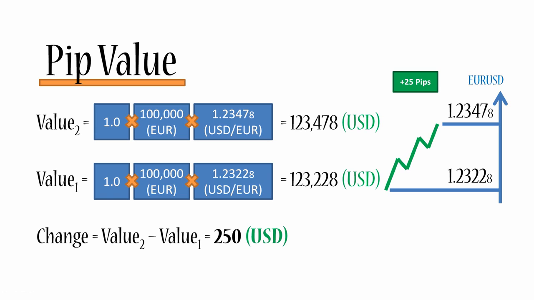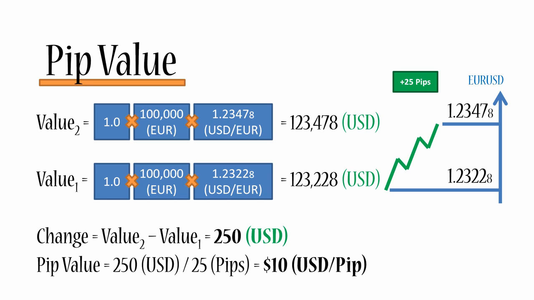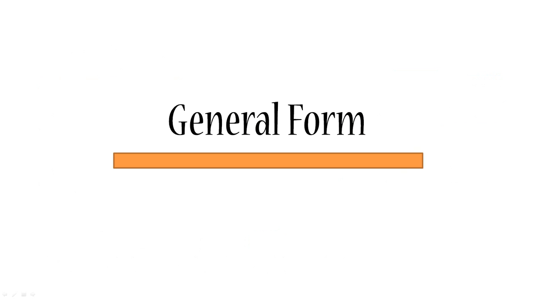And obviously, the pip value is going to be equal to the change in value divided by the change in pips. And in our case, it's $250 divided by 25 pips because, as you can recall, the price moved up by 25 pips. And that gives us a pip value of $10 per pip. That was quite simple and straightforward. All we had to do was take the difference in values, which we calculate separately, and divide by the difference in pips. Now let's look at a general form of this calculation.